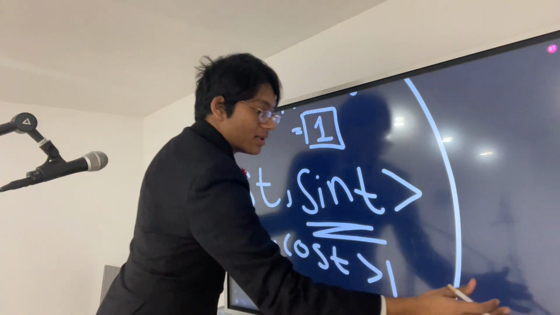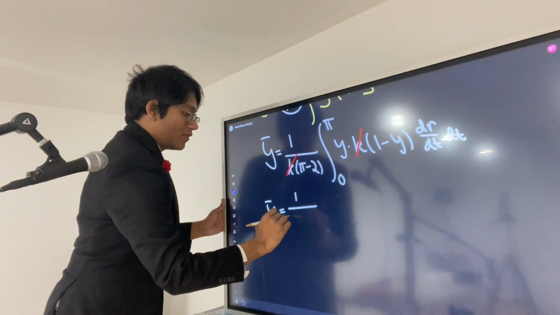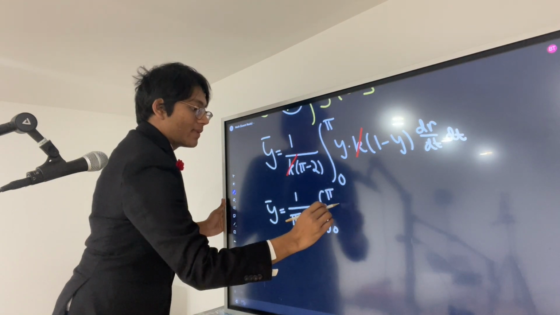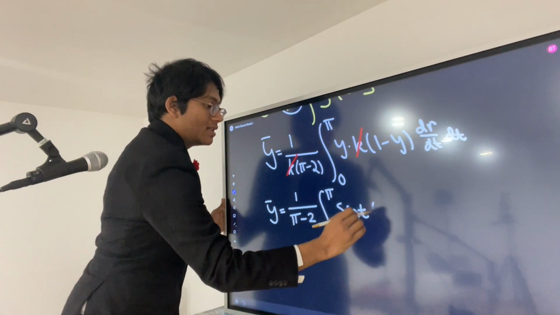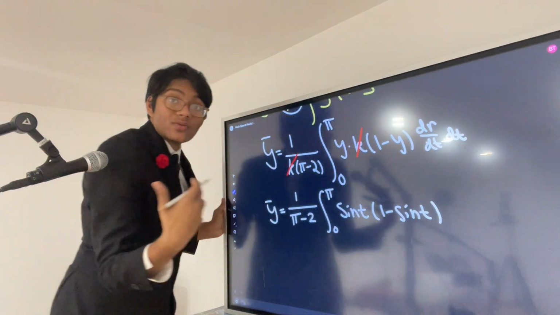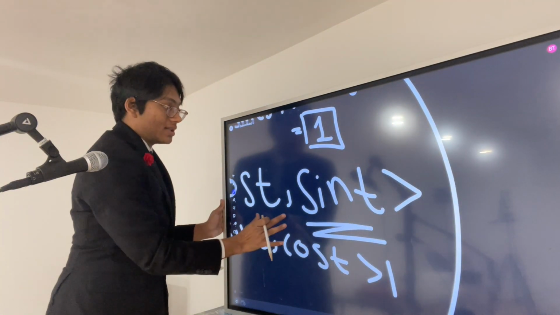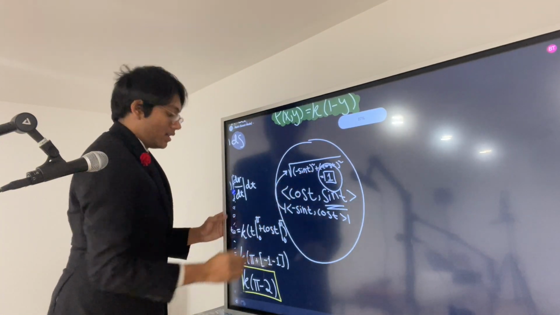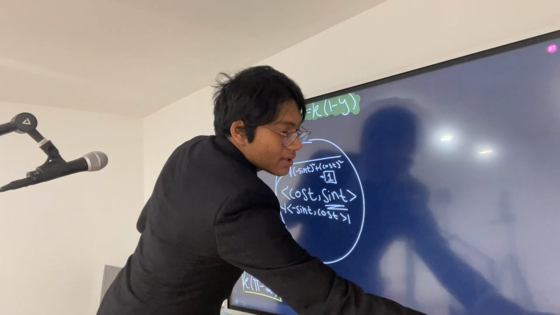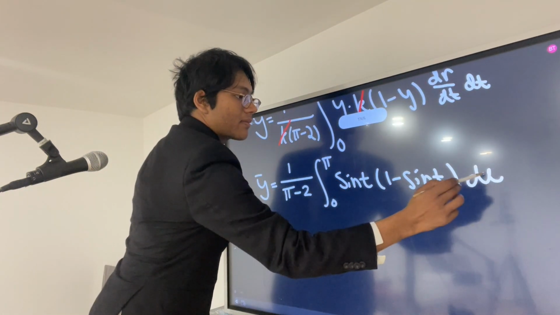So let's go ahead and head over to the slide. So y bar is equal to 1 over pi minus 2 times the integral from 0 to pi of sine of t times 1 minus sine of t. dr dt we know is 1 from the previous slide. If I head back here, recall that dr dt was 1. So I don't need to do anything there. So let's head over to the next slide. So I'll simply have dt here.